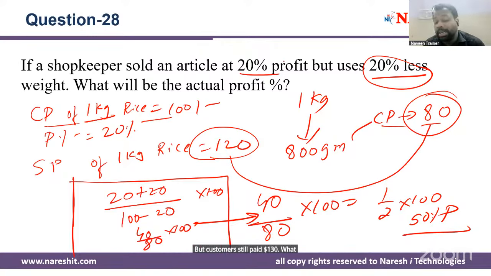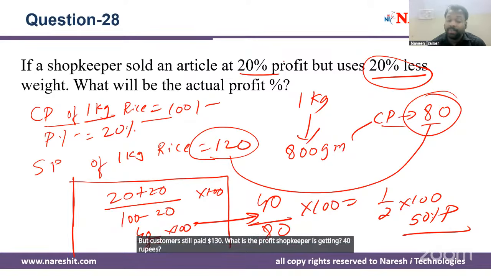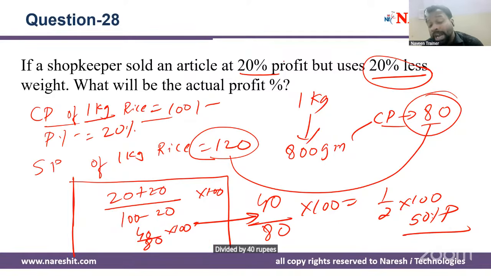What is the profit shopkeeper is getting? 40 rupees. 40 rupees on how much value? On 80 rupees. Because he invested 80, is getting extra 40. So 40 by 80 into 100, 50% profit.